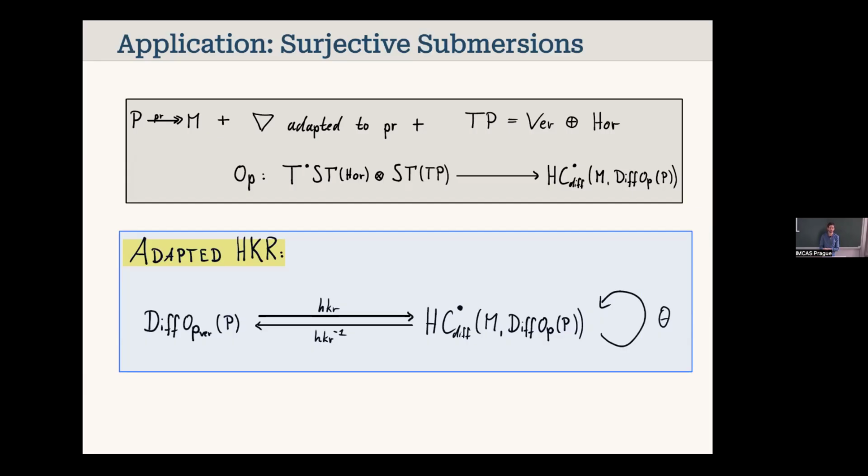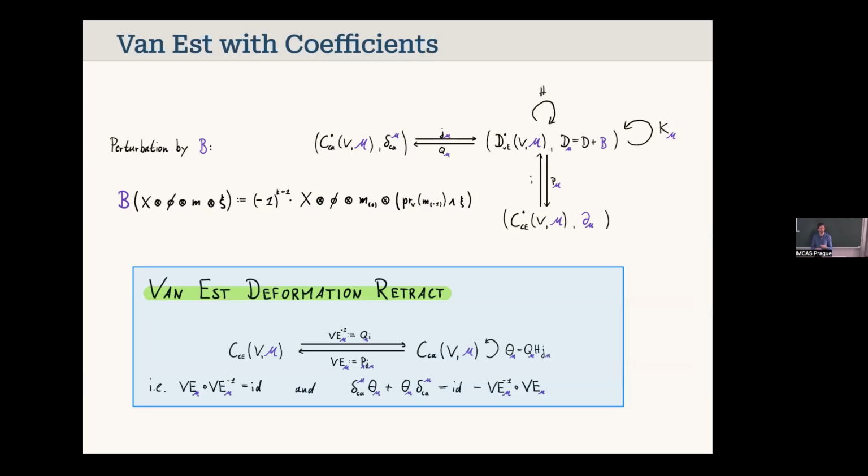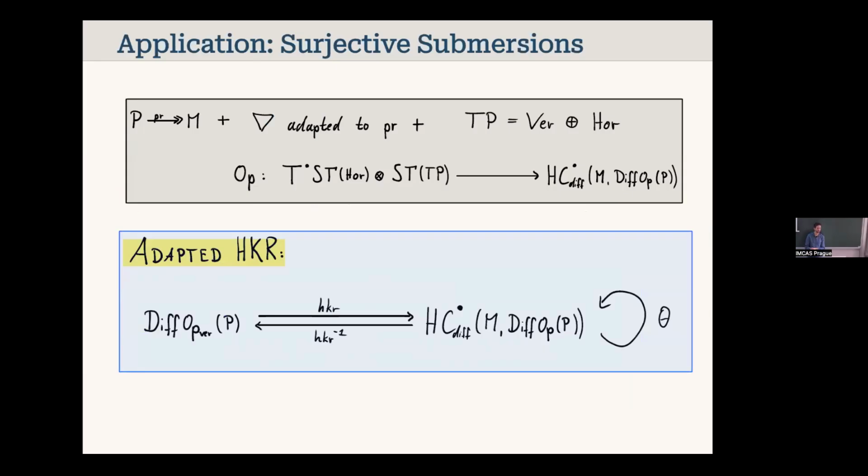So you can interpret this as the co-algebra complex with values in the symmetric algebra of the vector fields on P. And then just this kind of extended finessed double complex with coefficients gives you, again, an adapted HKR theorem with homotopies that computes the differential Hochschild cohomology with values in the differential operators and gives you the vertical differential operators. Okay, this has been used to study the deformation of surjective submersions. And this brings us to my last example.